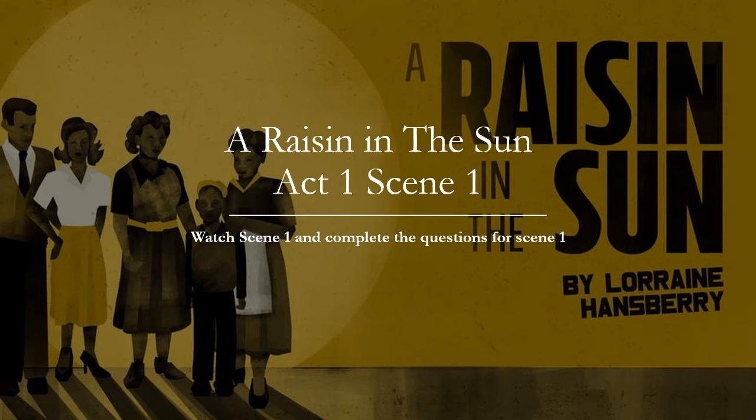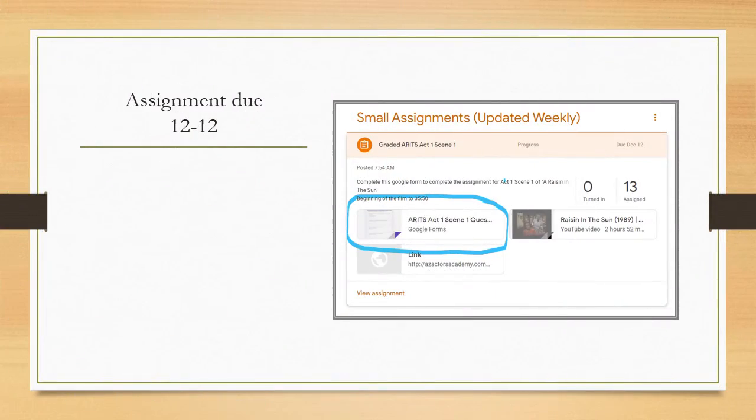All right, so we're going to watch A Raisin in the Sun Act 1 Scene 1 in class and complete the questions for Scene 1. To do this, it's a small assignment in Google Classroom. It's titled Graded ARITS Act 1 Scene 1. ARITS is just A Raisin in the Sun, but not typed out. It runs from the beginning of the film to minute 35, 50 seconds. So it's a 35 minute and 50 second viewing.